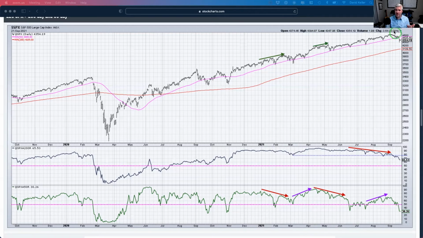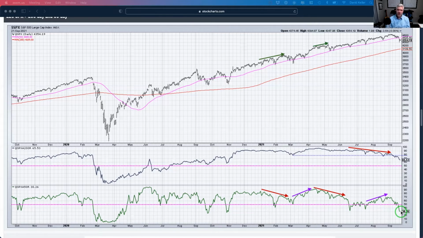above their 50-day. I mentioned the S&P has broken down through its own 50-day. Most S&P members are also below their own 50-day moving average. This was up around 92% here in April. It's now down to 30%. So over 60% of the S&P members have broke down through their 50-day moving average.